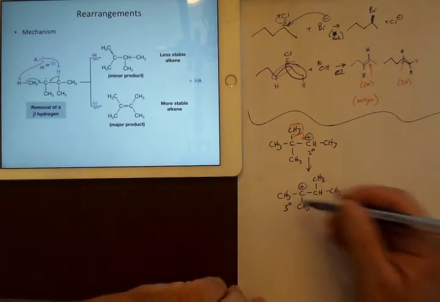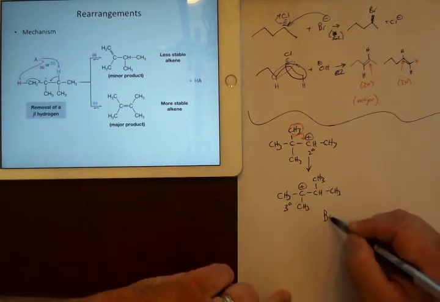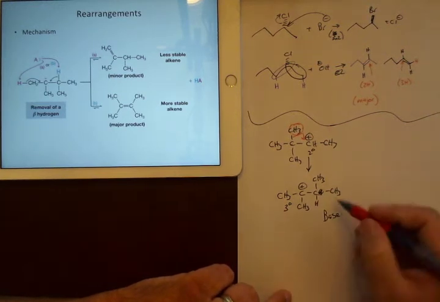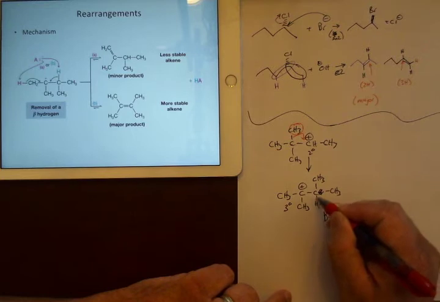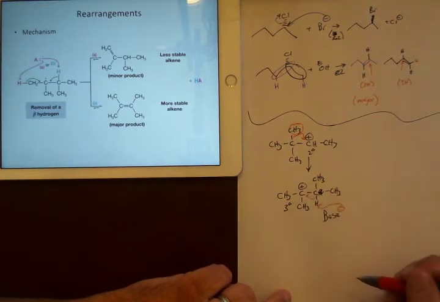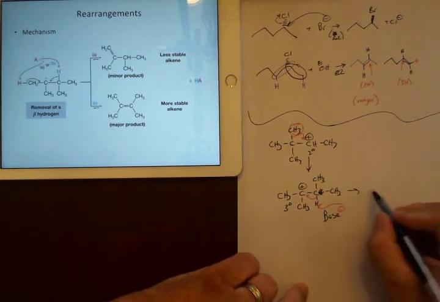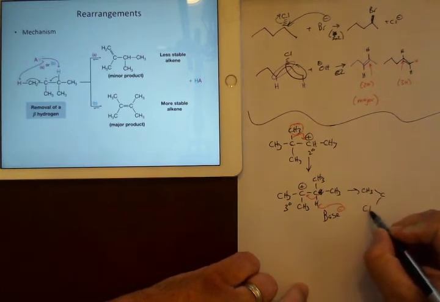After that, then the base can come in. If there's this hydrogen here, you can grab that and then collapse that down. You can do it on this side or that side to make your alkene.